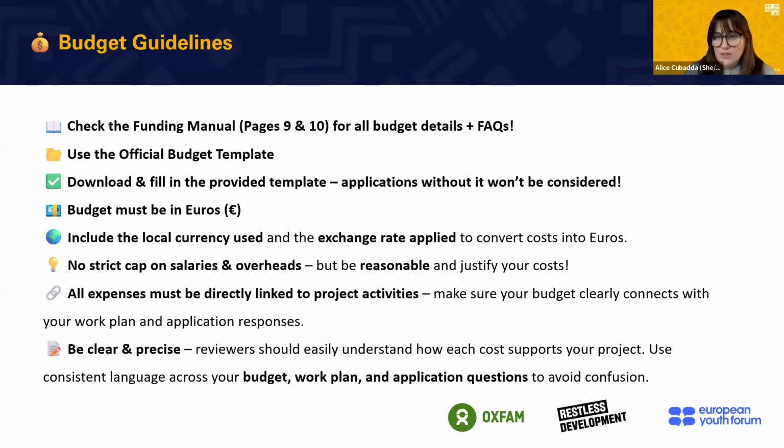Okay, so one of the also important things for your application to be successful is to really have a strong and clear budget. We have a lot of questions on where to find the budget template. There is a budget template for each type of grant. You can find it from pages 9 and 10, where you can find the budget guideline and also the templates. There are also templates in French and Portuguese, so you can submit your budget in those languages.